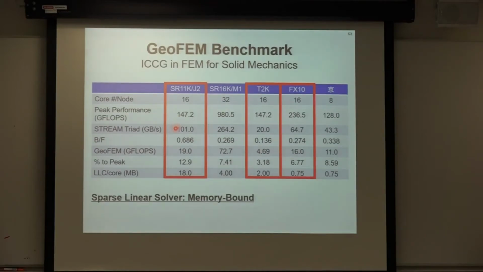But the STREAM triad, which measures the performance of the memory, is 100 for this one and only 20 for this one. So it's 5 to 1. If you compare the performance of the application in gigaflops, where higher is better, this one is 19 and this one is less than 5. The ratio for the memory performance is 5 to 1, and here it is roughly 4 to 1.